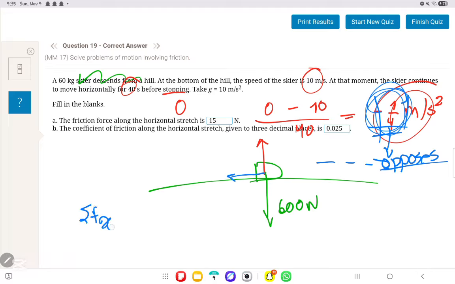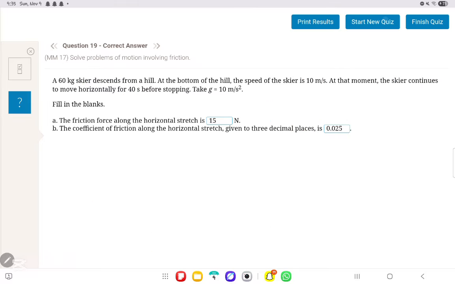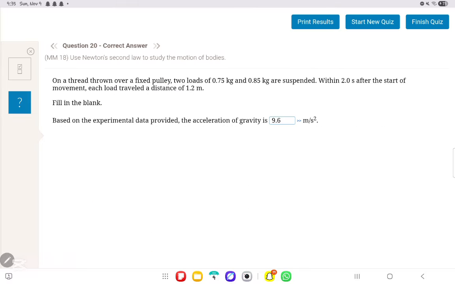Sigma Fx equals ma, because there's acceleration. So sigma Fx is only friction. Friction is equal to 60 times 1 over 4, which is 15 newtons. Now what's the value of the coefficient? The coefficient is the friction force over the normal force. So it's 15 over 600, which is 0.025. We'll move on to question number 20.